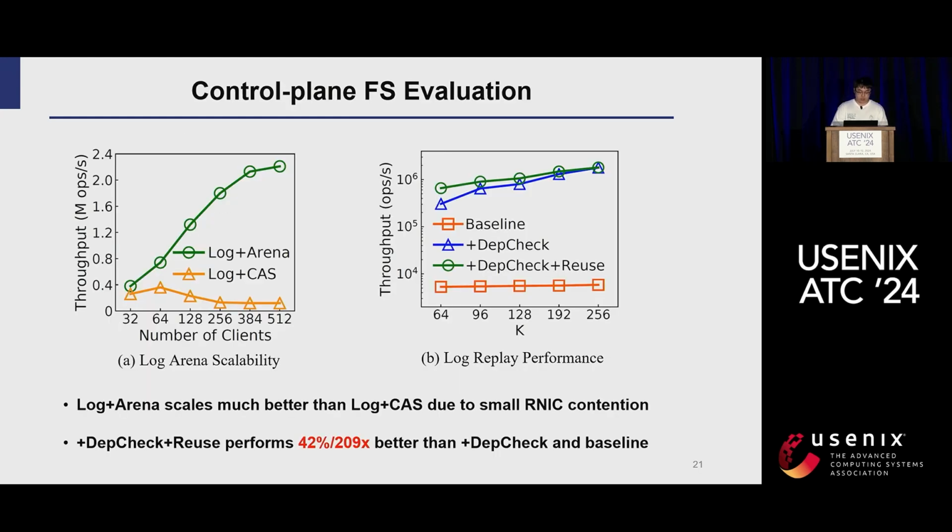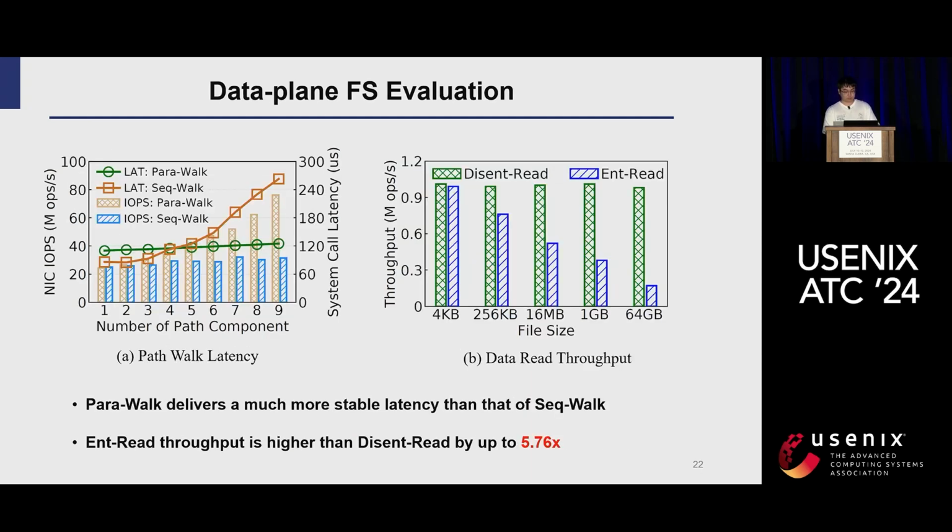First, we measure the control plane FS performance. Evaluation results show the log arena mechanism scales much better than log plus CAS due to small contention. Also, our file lineage-based dependency check performs about 200 times better than the baseline, as it effectively reduces the number of independent logs. Next, we evaluate the data plane FS performance.